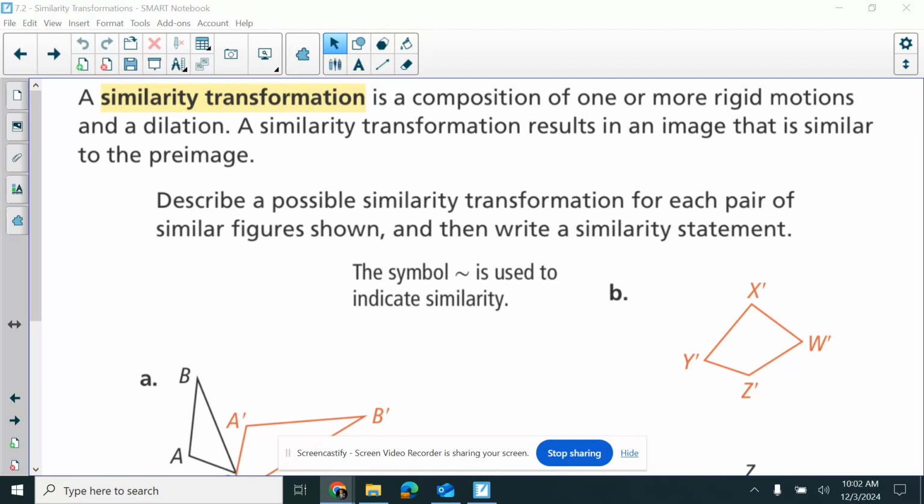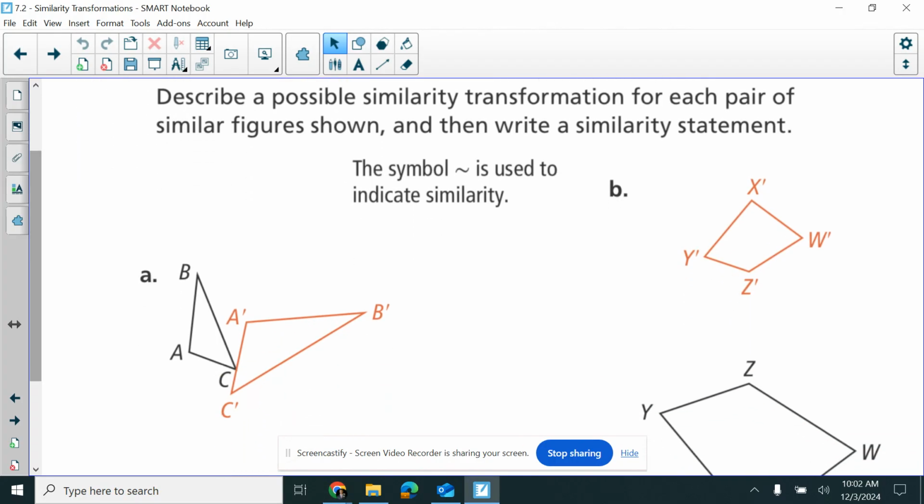Today we're going to talk about similarity transformations. A similarity transformation is when you have transformations that take place, with examples like translations, rotations, reflections, and also a dilation. Similarity transformations means that they're going to change size and orientation.